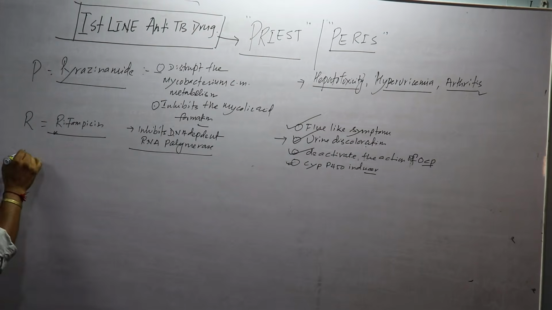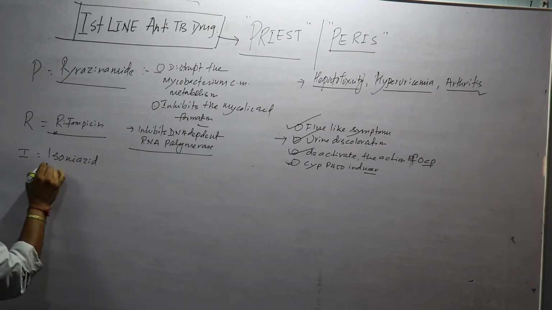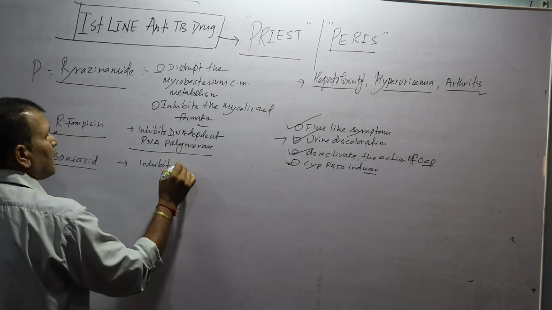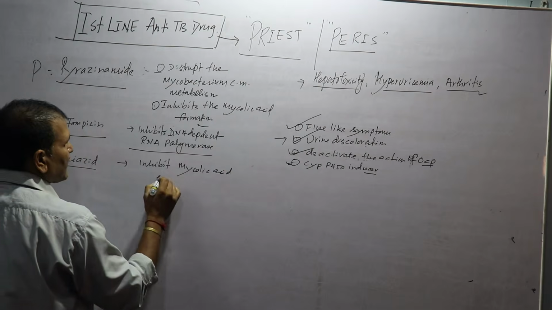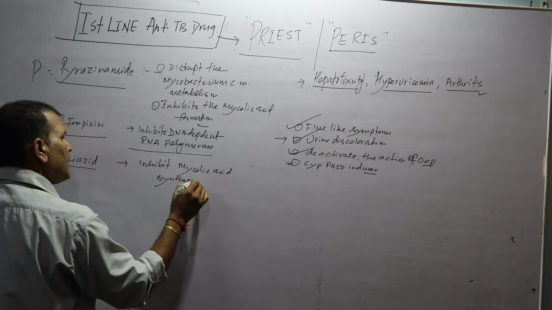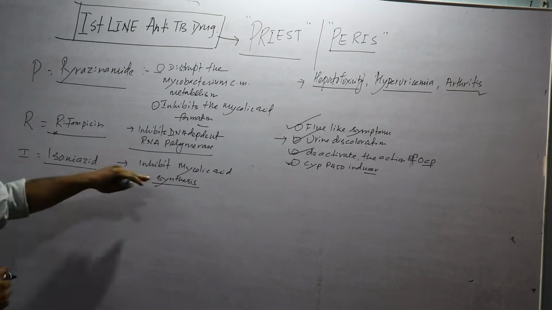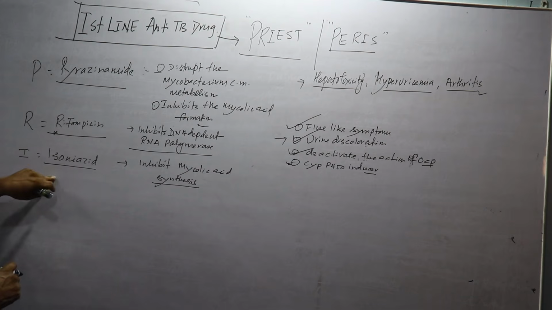Likewise, I represents isoniazid. Isoniazid works by inhibiting mycolic acid synthesis. Mycolic acid is a prime component of MTB. It is a component of the cell wall, a fatty layer. Once mycolic acid synthesis is inhibited, MTB becomes deactivated, which means it is killed.